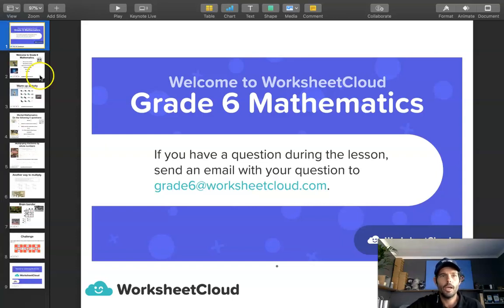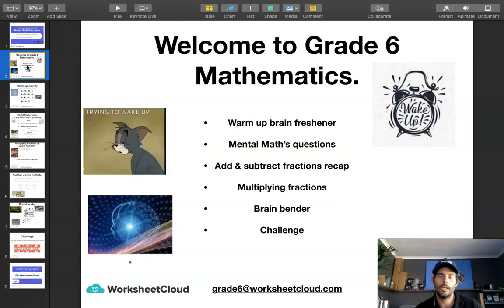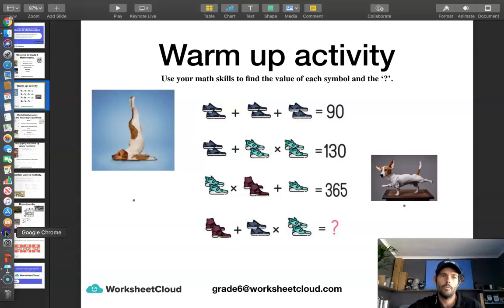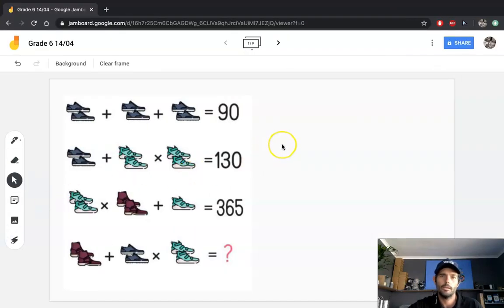Okay, so today we're going to be looking again at our usual warm-up and mental questions. We'll do a little add and subtract fractions recap. And then today we're going to be looking at multiplying fractions. And then we have your brain bender and challenge to finish off with. Right, there's your warm-up activity for today. I'll just go over to the Google Jamboard while you guys are working that out.